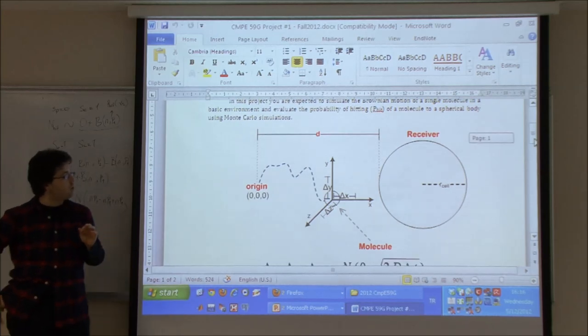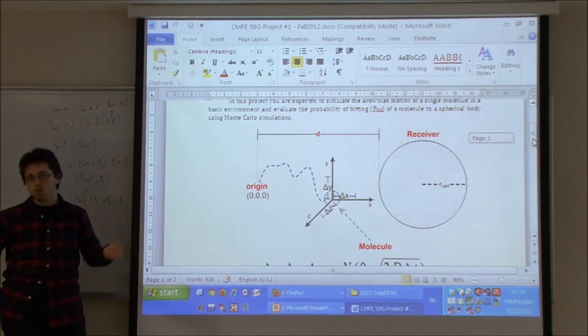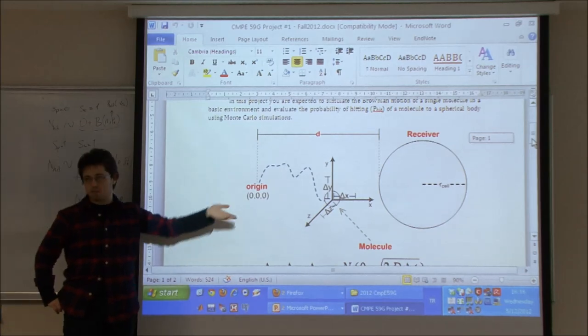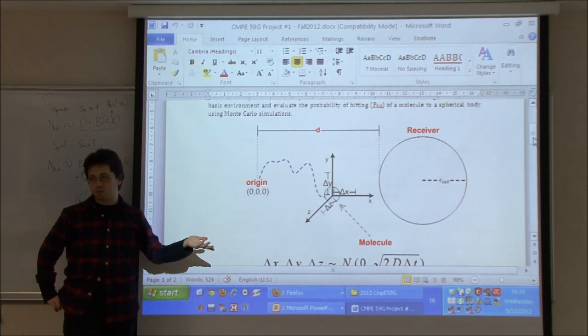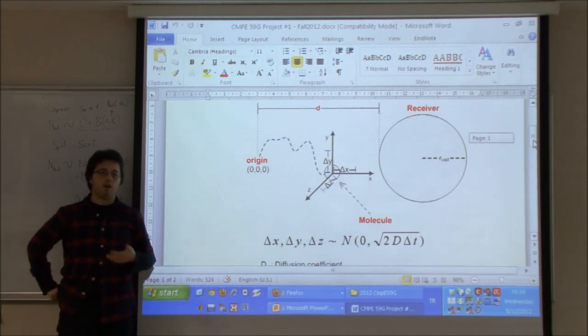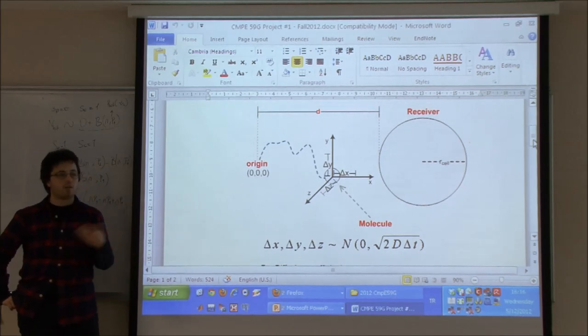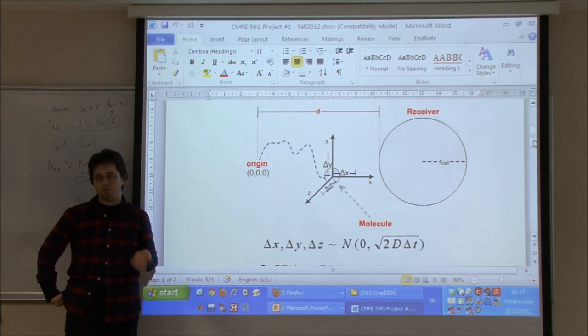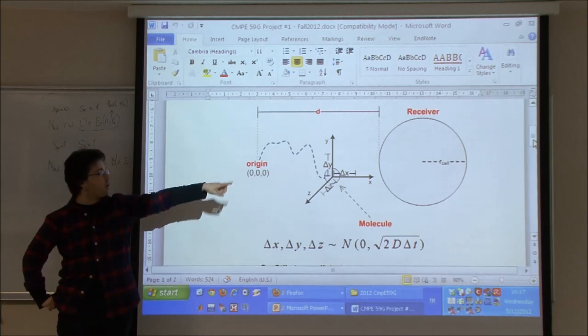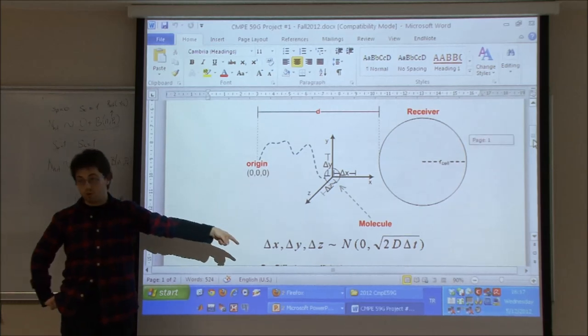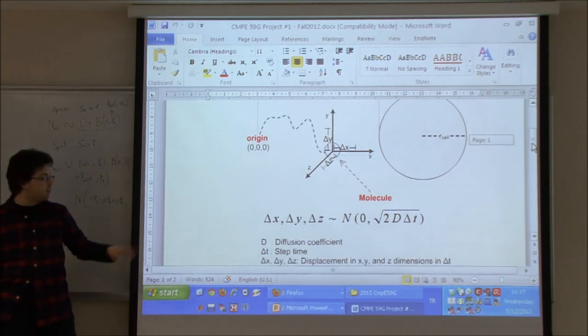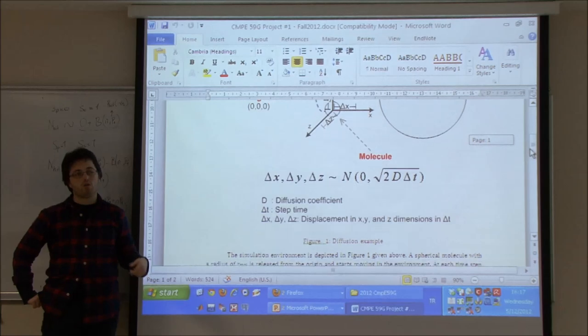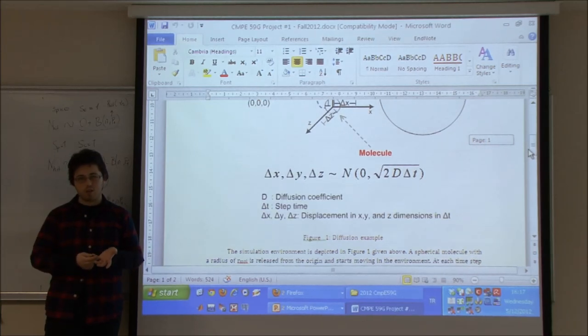We just want you to find the probability of hitting the receiver by replicating this experiment some number of times and taking the average. Say I have run this simulation 1,000 times, and in 900 of them the molecule hit the receiver, then you say my probability of hitting is 0.9. With this D value, this R cell value, and this diffusion coefficient, and the time limits. We don't want you to run the simulation for infinity, obviously. There's a time limit.